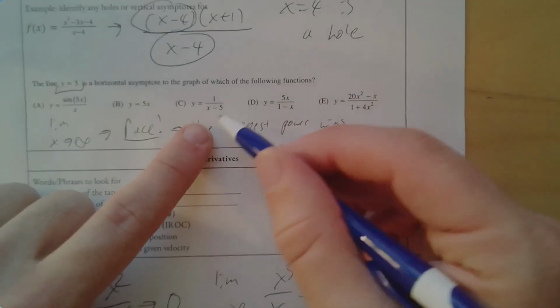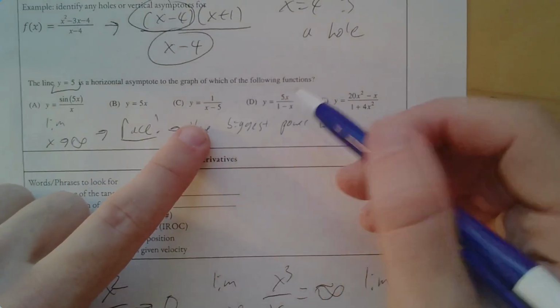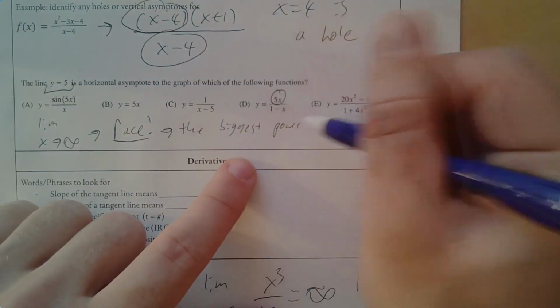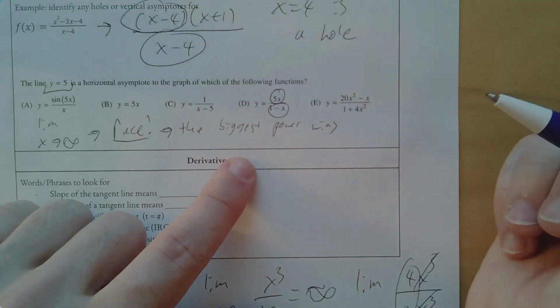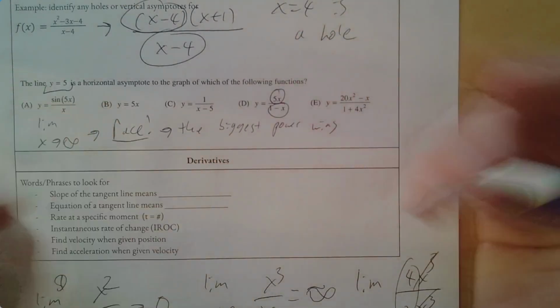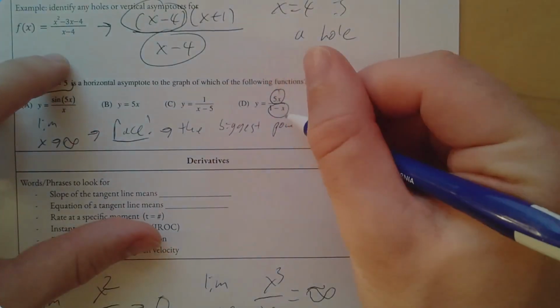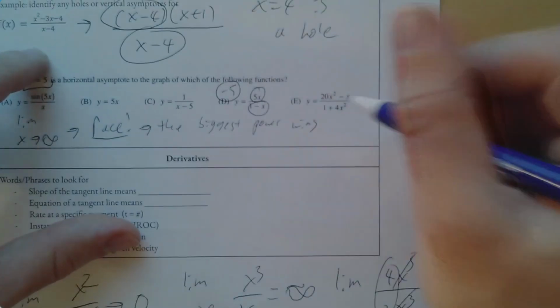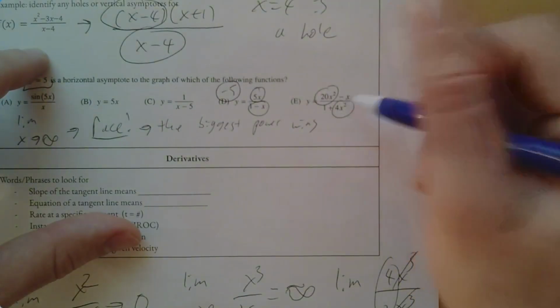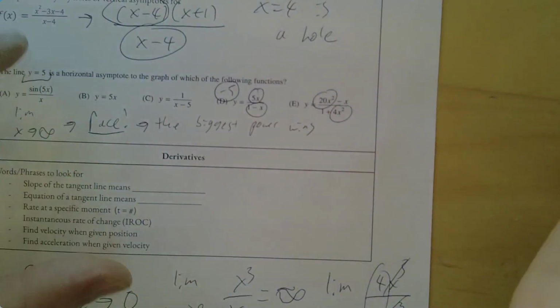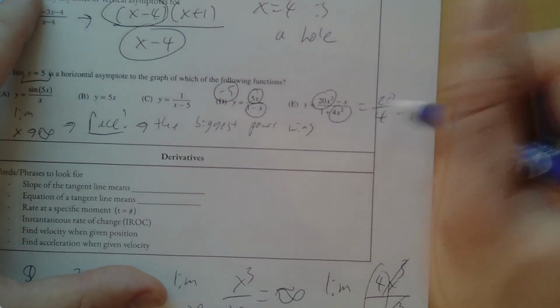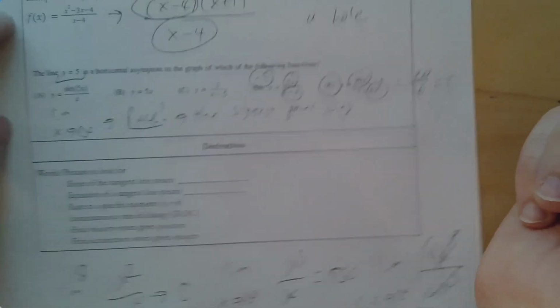Here, it's going to go to 0 because it's going to be 1 over infinity. Here, the biggest power on top is 5x, and the biggest power on the bottom is negative x. So the fraction there is going to be negative 5 because it's 5 over negative 1. This one would be negative 5. And then this one here, the biggest power on top is x squared and the biggest power on the bottom is 4x. So 20 divided by 4 is 5. So it's got to be E. Got it? Okay, that's it on limits.